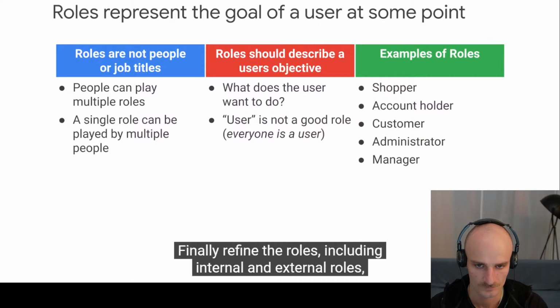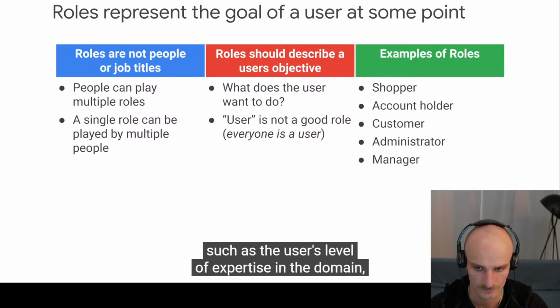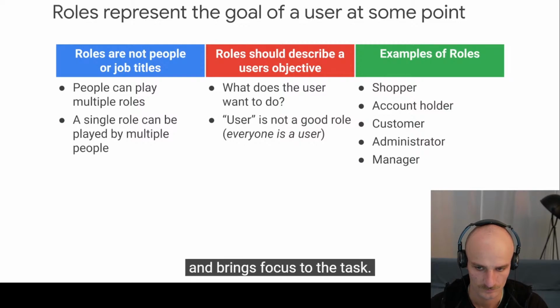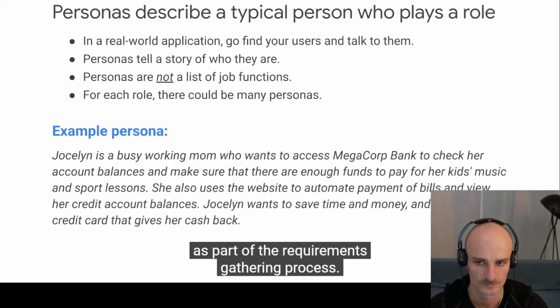Finally, refine the roles, including internal and external roles, and the different usage patterns. Here, extra information can be provided, such as the user's level of expertise in the domain or the frequency of use of the proposed software. Following a simple process like this provides structure and brings focus to the task. Identifying user roles is a useful technique as part of the requirements gathering process.